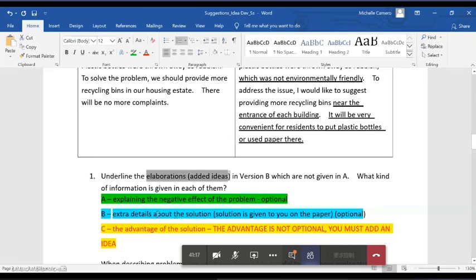You don't have to add this, but if you want to add this kind of idea about explaining the negative effect of the problem, you can. It's optional. B, you can give extra details about the solution. Remember, the solution is given to you on the paper, on the practice paper, the end of module assignment paper. But if you want to add extra details about the solution, you can, but again, that's optional. Then the thing that you must add, you need to explain the advantage of the solution. And the advantage of the solution is not optional. You must add this idea.